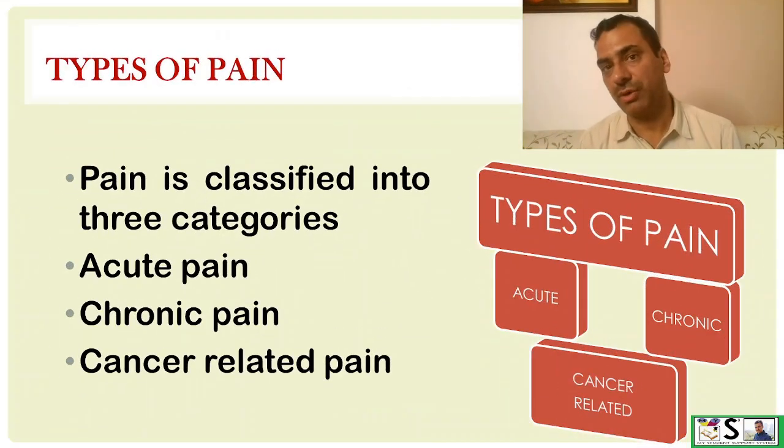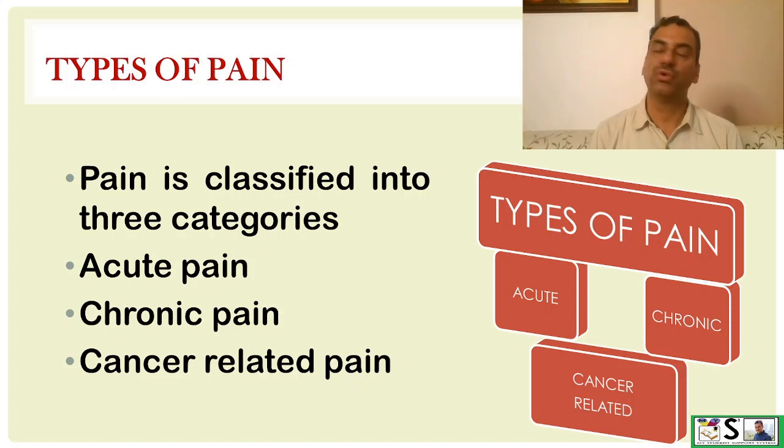Now we will discuss types of pain, or classification of pain. Pain is classified into three basic categories: acute pain, chronic pain, and cancer-related pain. We will now discuss them one by one.